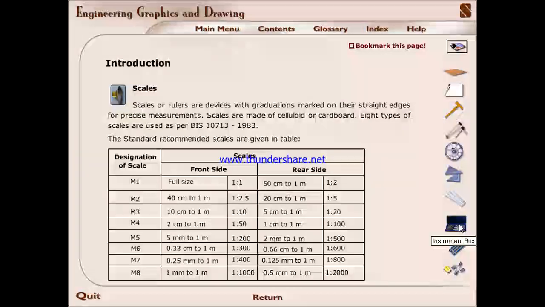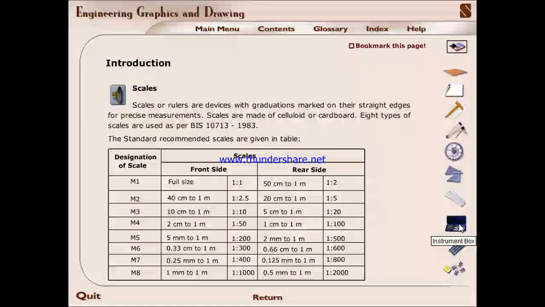Let the scale M1 be full size, printed as 1:1, and the reduced size is 50 centimeters per meter, that is 1:2. The M2 scale can be called 40 centimeters to 1 meter, 1:2.5, and 20 centimeters to 1 meter, 1:5. The M3 scale is used for 10 centimeters to 1 meter, 1:10, and 5 centimeters to 1 meter, 1:20.